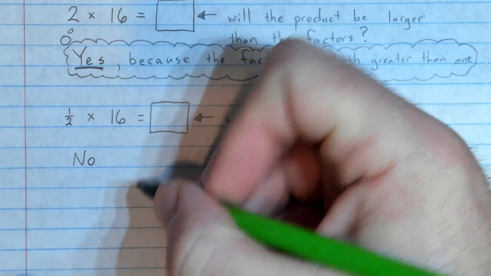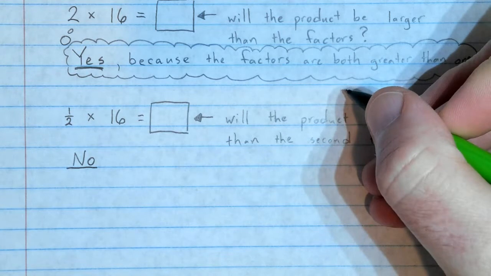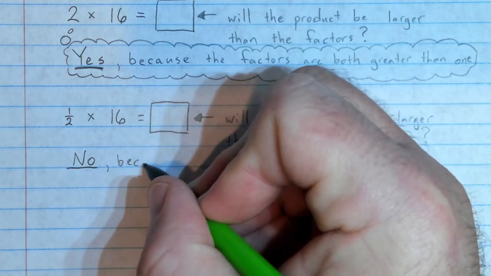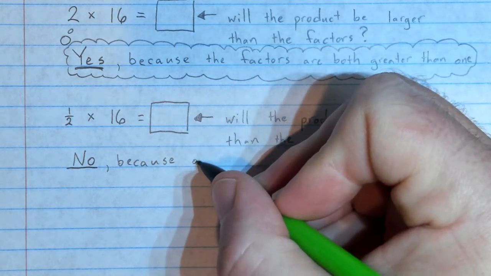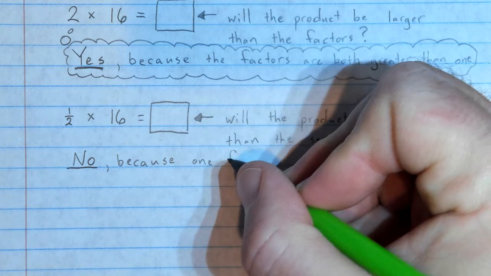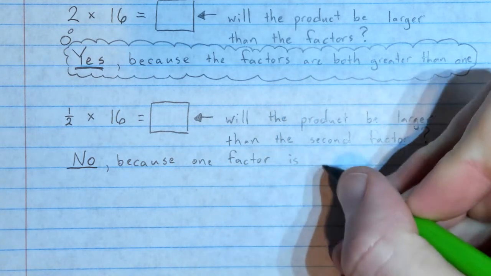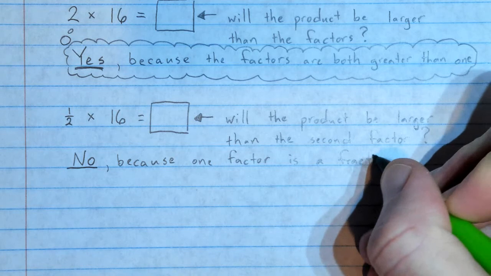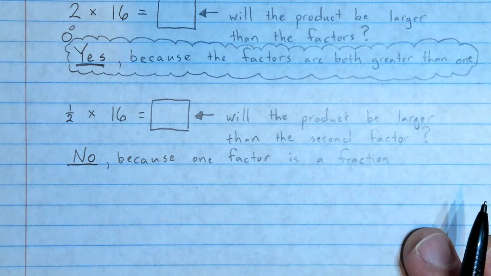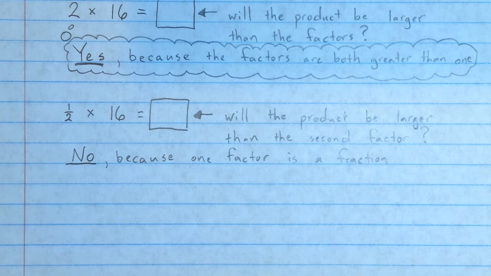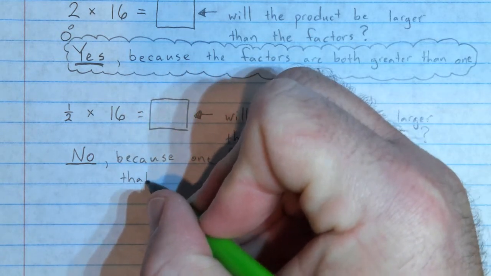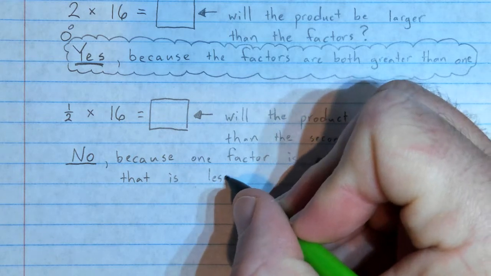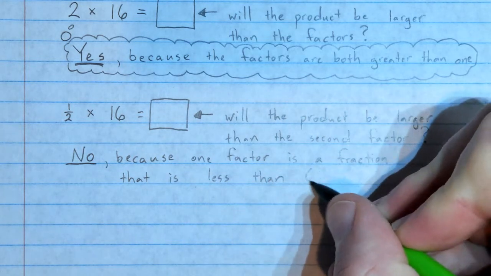Okay? And in this case, the answer is no. And you can probably guess where we're going with this. It's not because one factor is a fraction. Now, this works for decimals as well. It's really this next part that's super important. Okay, no, because one factor is a fraction that is less than 1.